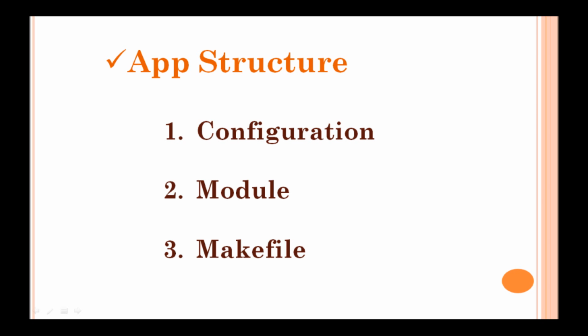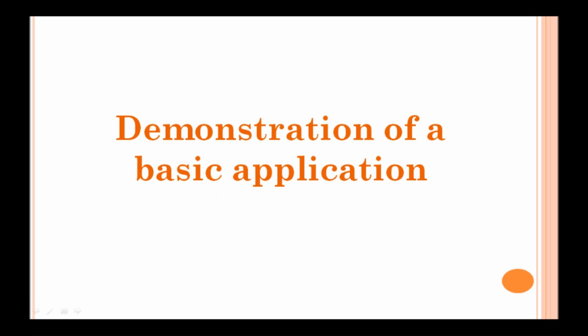Next is app structure. An app must have at least 3 files to build any application in TinyOS. The first being the configuration file, the second the module file, and the third the make file. So we place our code logic in the module file, and in the make file we tell the TinyOS compiler how to build the application. So we use these 3 files to build any application in TinyOS.